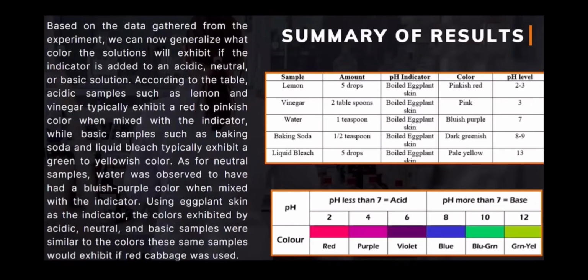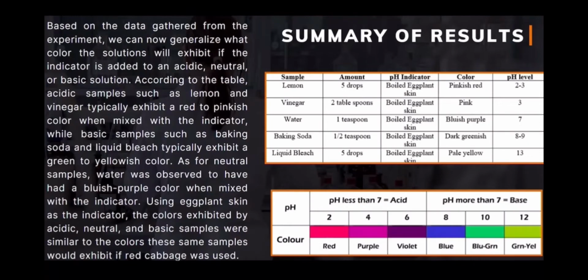Next is baking soda, a typically basic solution with a pH of around 8 to 10. It changed into a dark greenish color after the indicator was added. Finally, liquid bleach, which has a pH level ranging from 11 to 13 and is the most basic among our four chosen samples, exhibited a pale yellow color after the indicator was added.